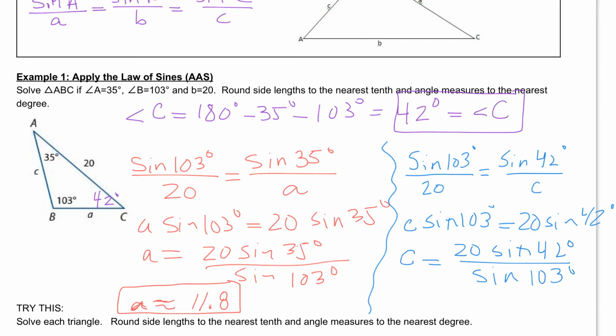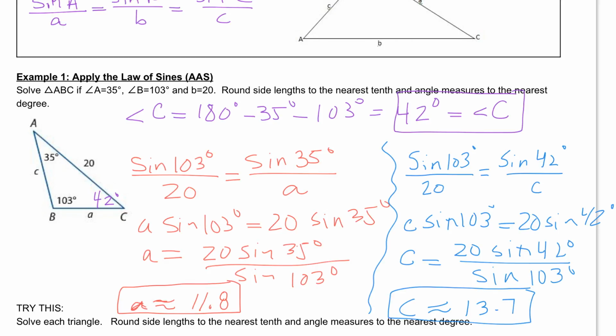Now again, it's always a good idea to check to make sure that you're plugging things into your calculator the right way. So go ahead, pause it, and check. If you plugged c in correctly, you should have gotten 13.7. Now we've found all of the things that we're missing.